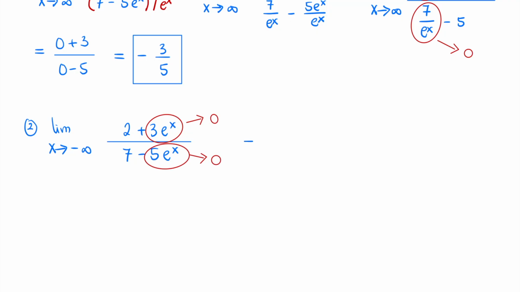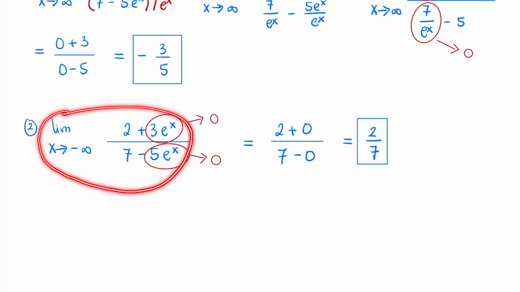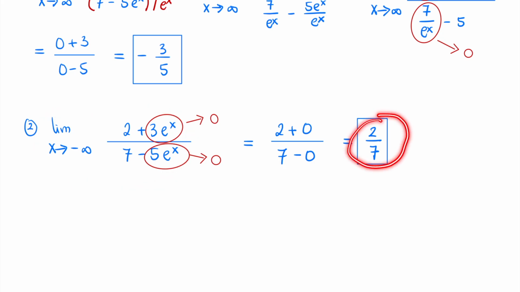So this becomes 2 plus 0 over 7 minus 0, which is 2 over 7. So the limit of f of x as x approaches negative infinity is 2 over 7.